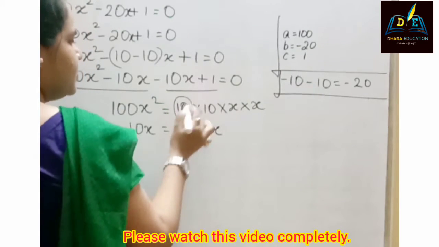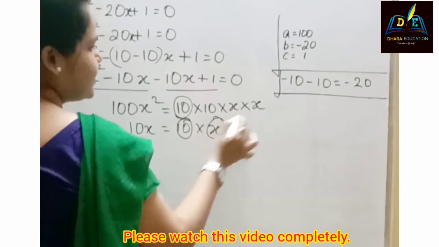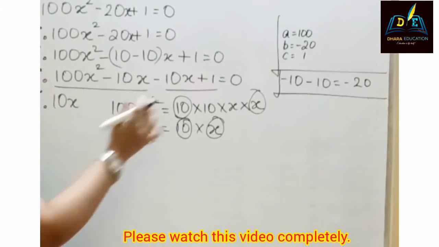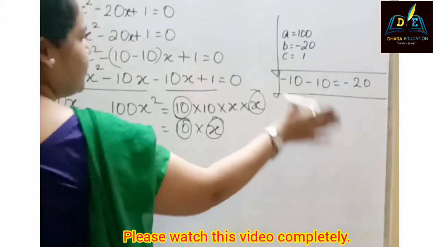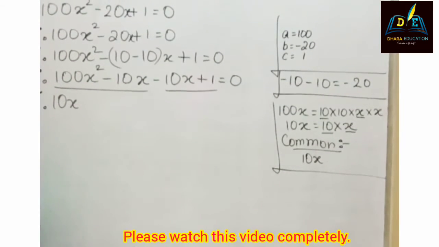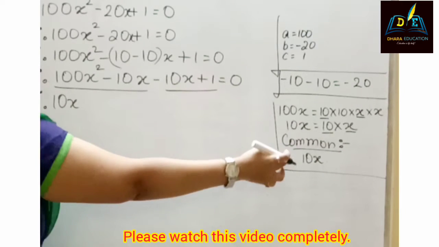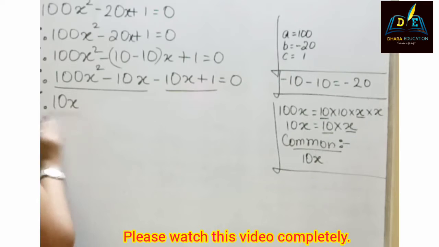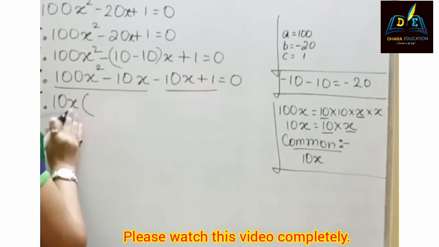So what is common? This is common and this x is common. So we will take here 10x. I am going to write this entire thing over here. Now students, as I have written here, what is common in both the terms is 10x. So I have written 10x over here as a common. Now what we need to do is this. Open the bracket.